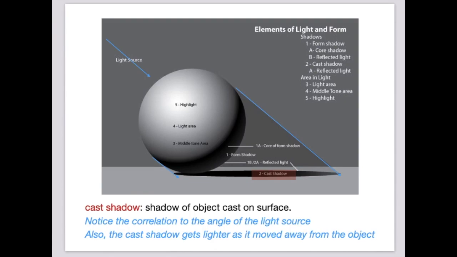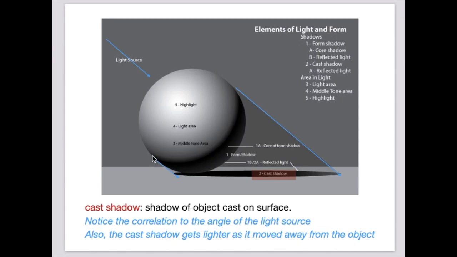And the cast shadow is the shadow of the object being cast on a surface, any surface or onto another object, depending on how they're arranged. Notice the correlation of the angle of the light source. So again, the light source is coming from the top left, following the arrow down here, hitting the sphere at the highlight. And if we take this angle of the light source, follow it on the edge of our sphere to the widest point, follow it down to the surface, that's where the cast shadow ends.